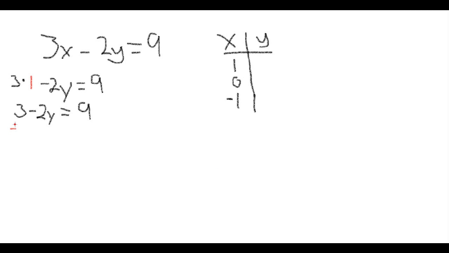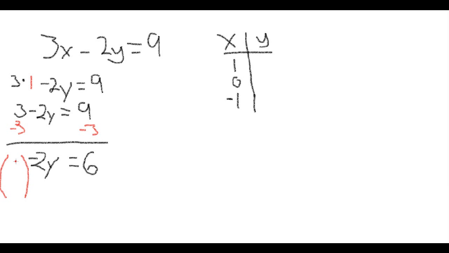So when we add negative 3 here, and negative 3 here, our answer will be minus 2y equals 6. What we have to do now is to get rid of that negative 2y, or to get rid of the negative 2.